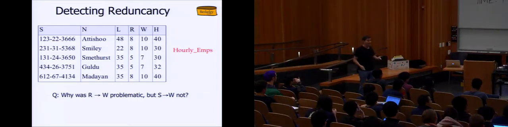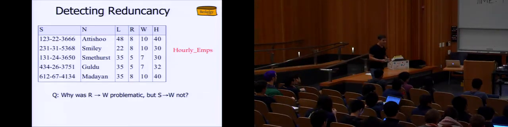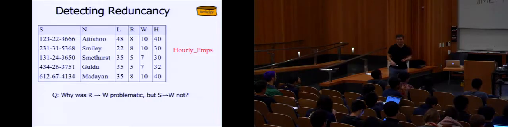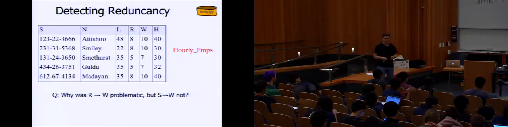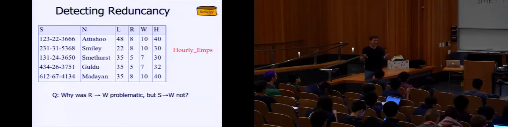If there were no rating system, if UC was like other universities and individuals got whatever they could convince the university to pay them, right, then S would determine W and that would be fine because there's no rules, right?